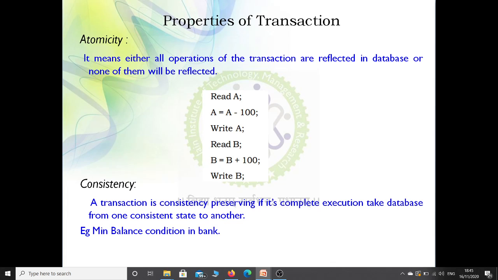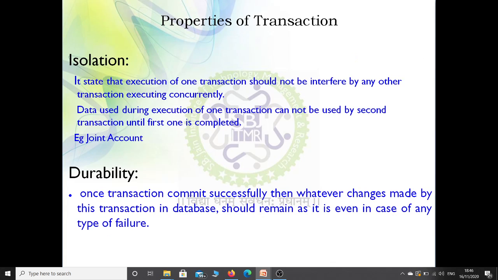So what have we seen? Atomicity: either all or nothing. Either all instructions will be executed or nothing will be executed. Consistency means you have to maintain the accuracy of a database. Isolation means the execution of one transaction should not interfere with another. And durability means once you make a change, it should get saved permanently. So these are the properties of transactions.